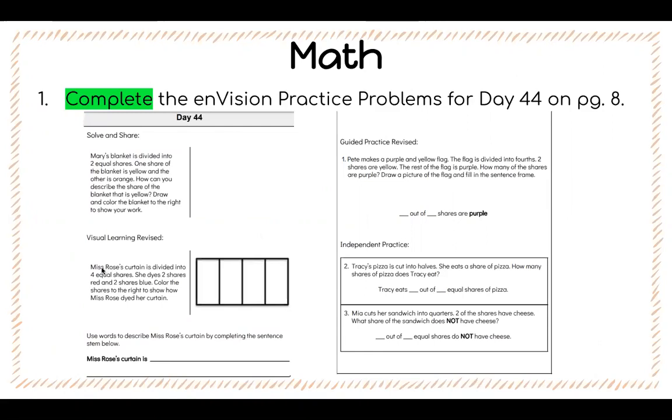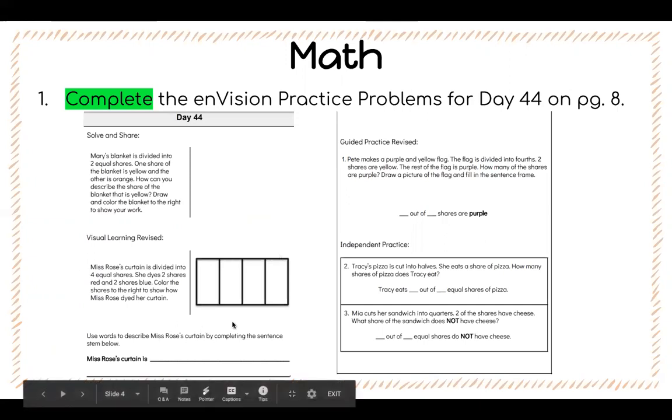Visual learning revised. Miss Rose's curtain is divided into 2 equal shares. She dyes 2 shares red and 2 shares blue. Color the shares to the right to show how Miss Rose dyed her curtain. So you're going to color it in here with crayons or markers. Now below, use words to describe Miss Rose's curtain by completing the sentence stem below. Miss Rose's curtain is... So there's your sentence starter. Just finish it after you have colored this in.